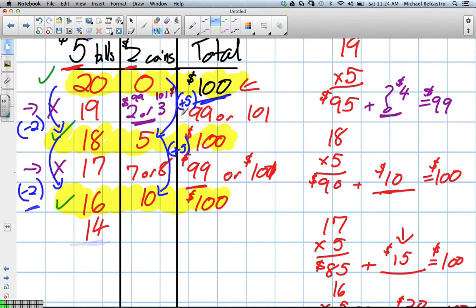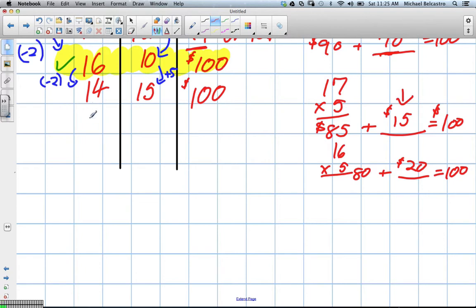And how many $2 coins are we going to need? 15. That's right, we're going to need 15 because that's continuing our pattern of going down by 2 and up by 5. And that, again, you're 100% right, will give us $100 because 14 fives is going to be $70 and 15 $2 coins is 30, 30 and 70 is 100. So let's see if we can complete this pattern here.